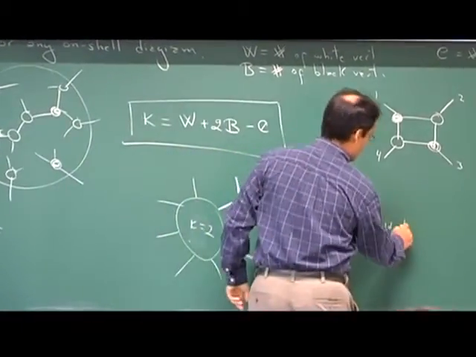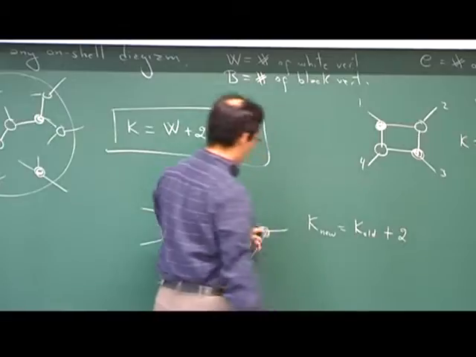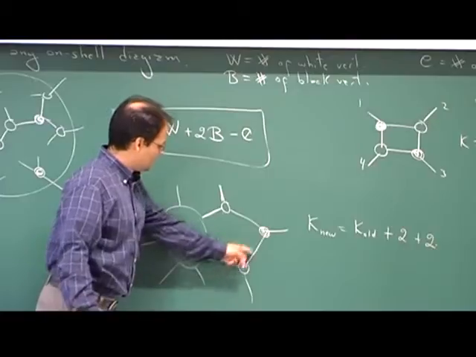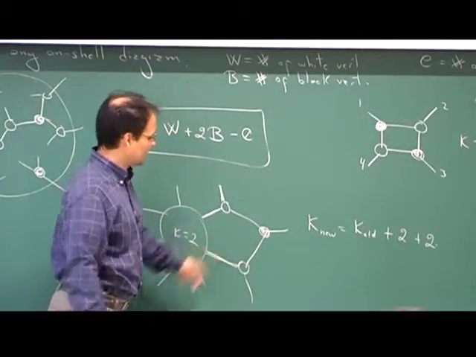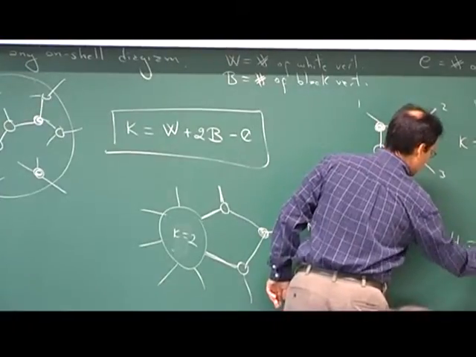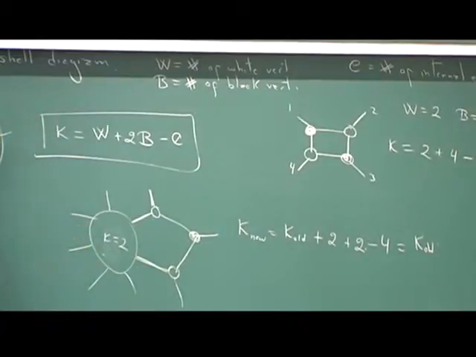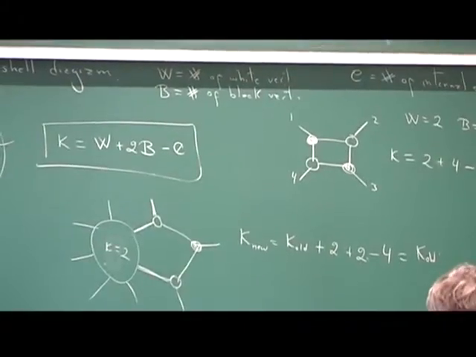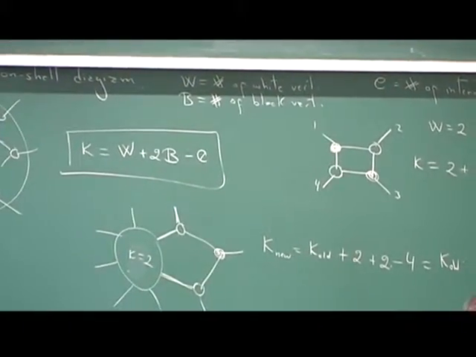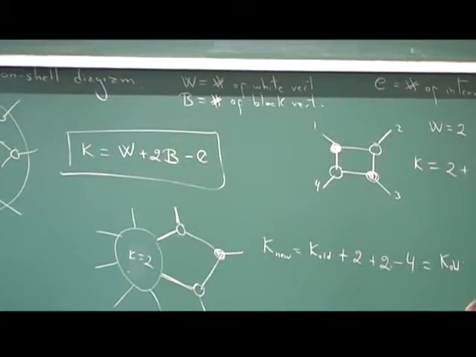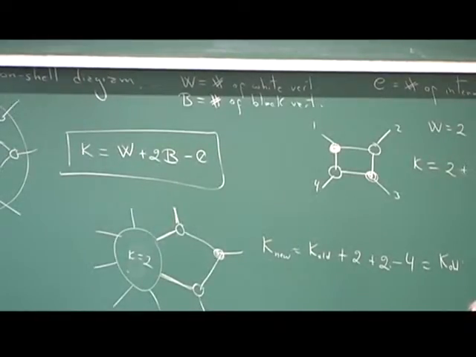You're adding 2 white vertices, 1 black vertex, and you're also adding 4 internal edges, so you have to remove 4, and that means that this operation preserves the k of the diagram. Okay? So that's why if you started with an MHV amplitude, you will end up with an MHV amplitude. And as I said yesterday, this k corresponds to the number of negative helicity particles in the all-gluon amplitude corresponding to this particular diagram.